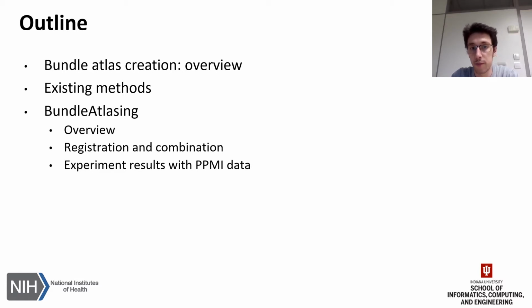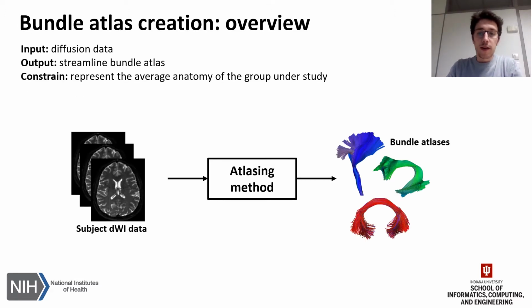This will include an overview, details on registration, bundle combination, and some interesting results we have obtained so far with PPMI data. So let's define the problem we are trying to solve. When we are trying to create a bundle atlas, we have an input, which are the subject diffusion weighted images, and we have a clear output, which are the bundle atlases based on streamlines. We have a constraint, that is that we want to represent the average anatomy with those atlases. But apart from that, that's conceptually the idea.